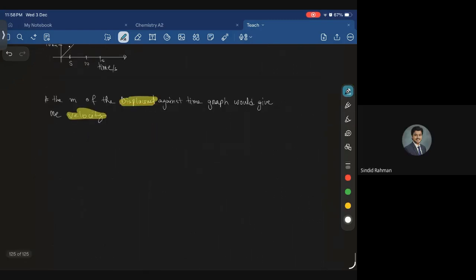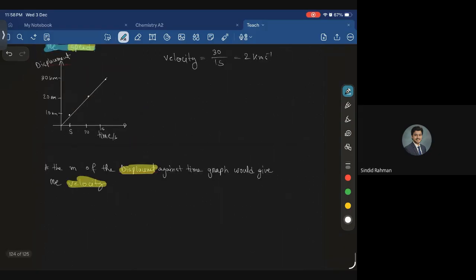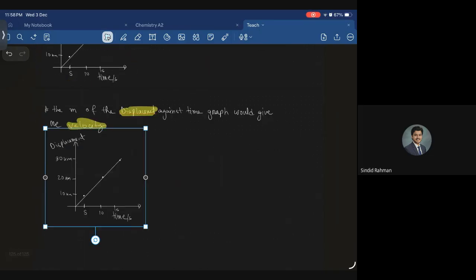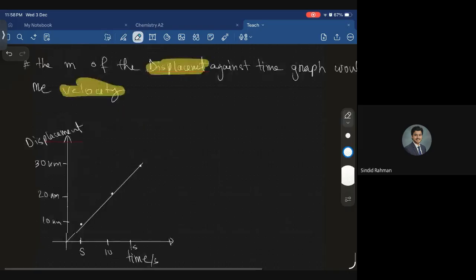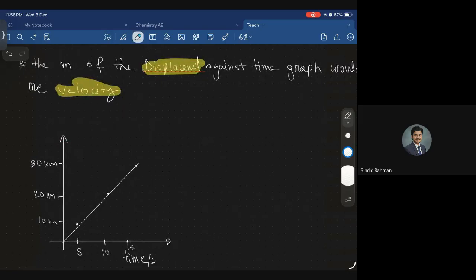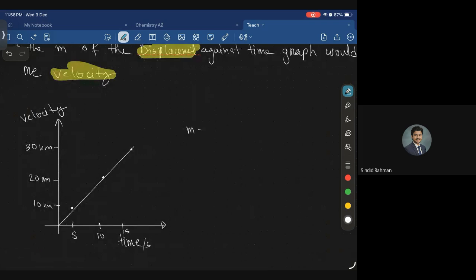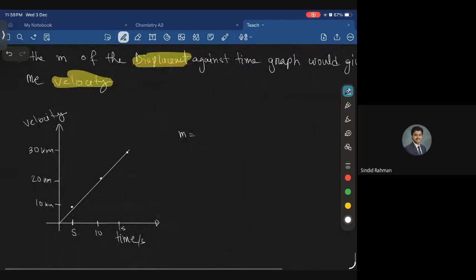Now let's say, let me bring this thing again. And let's say we don't write displacement here anymore, and let's say we write velocity. Can you tell me what we can find from its gradient? Think of it. Would you then find the displacement? No, like let's say what's the gradient of this?